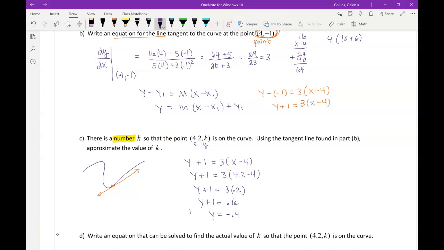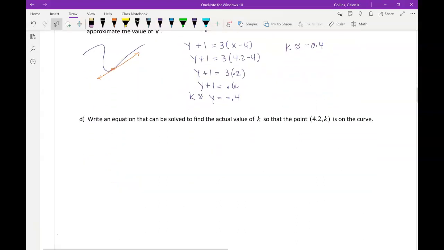I would take this one step further with saying k is approximately. You could either write it in that line or you could just write it out here. But our answer should be in terms of k. All right, part D, write an equation that can be solved to find the actual value of k so that the point 4.2 comma k is on the curve.